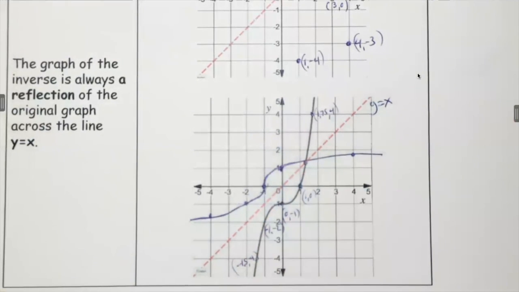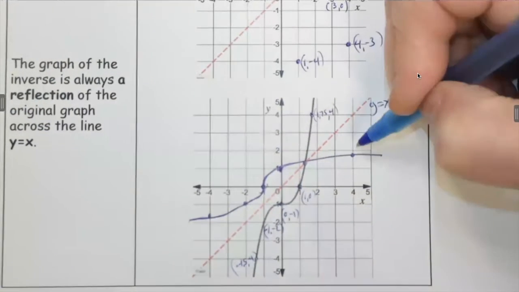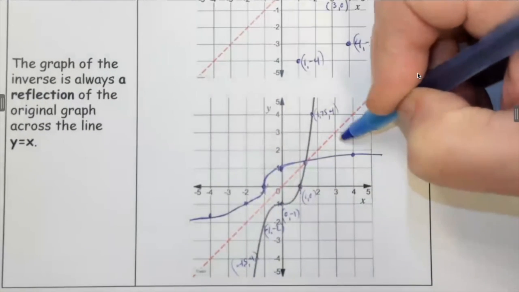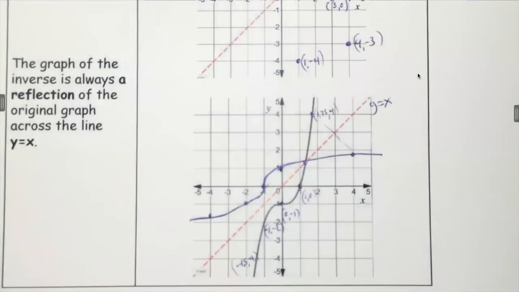It is a mirror image. At times, I won't even give you any numbers on the graph. If you can take a function without any numbers on the graph and be able to graph the inverse, it's very easy. You're just looking for those patterns. How far away would I be from the y equals x line? I'm about this distance, and so I'm going to go that distance on the other side.